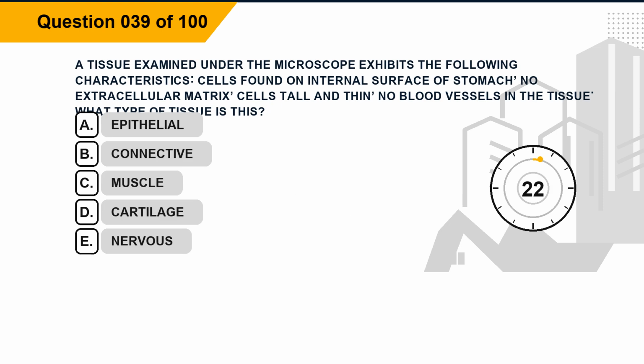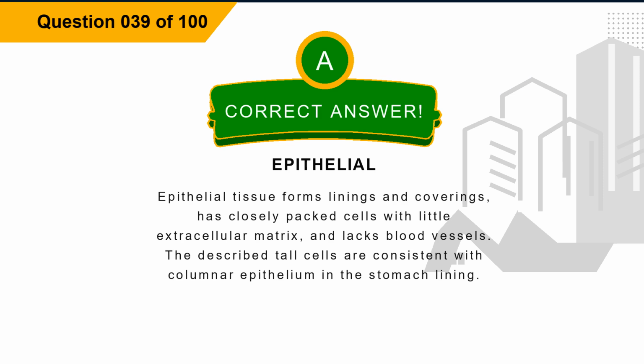Question 39. A tissue examined under the microscope exhibits the following characteristics: cells found on internal surface of stomach, no extracellular matrix, cells tall and thin, no blood vessels in the tissue. What type of tissue is this? Option A. Epithelial. Option B. Connective. Option C. Muscle. Option D. Cartilage. Option E. Nervous. The correct answer is option A. Epithelial.